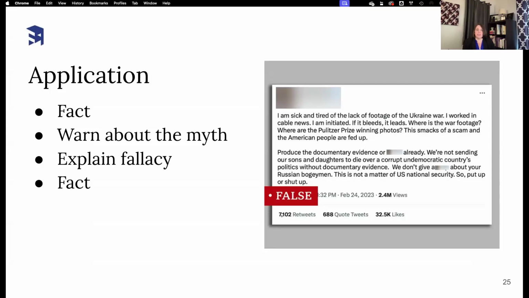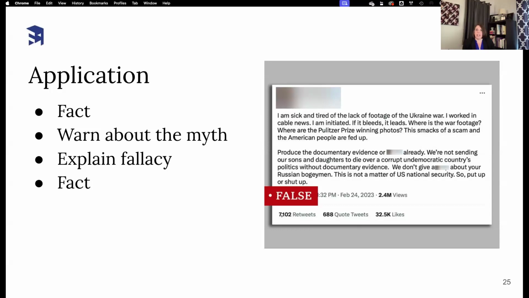So the first thing you would do is state the fact. The fact being, alongside eyewitness accounts, there's been ample footage from the Ukrainian front line filed by the BBC and other global broadcasters. So that's how the tweet would start. Then we would warn about the myth, and we would do that by saying, a myth is that the entire war in Ukraine has somehow been faked. Follow it up with an explanation of the fallacy.